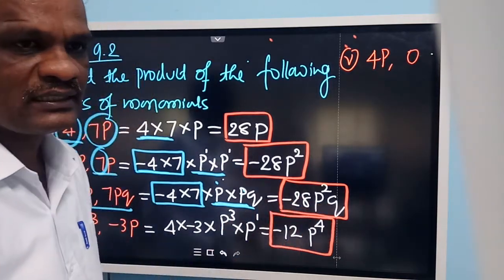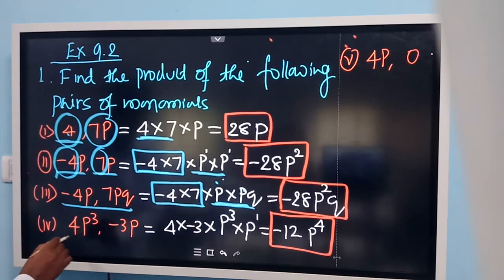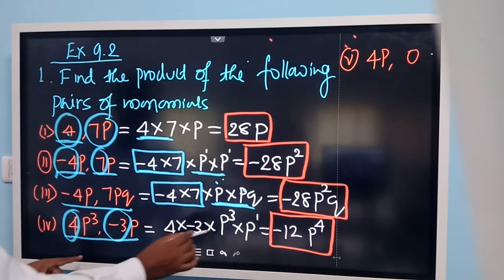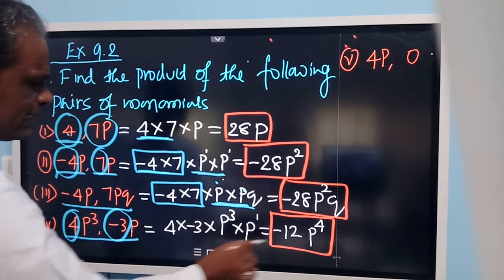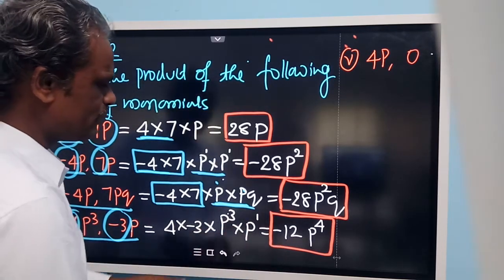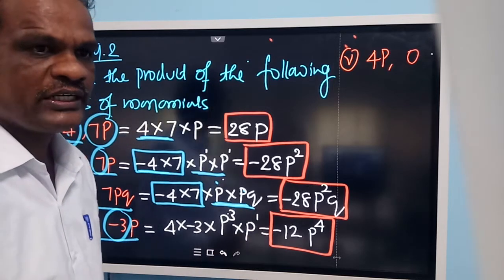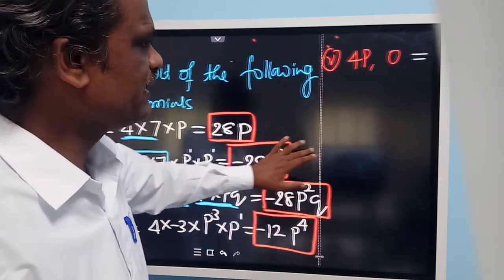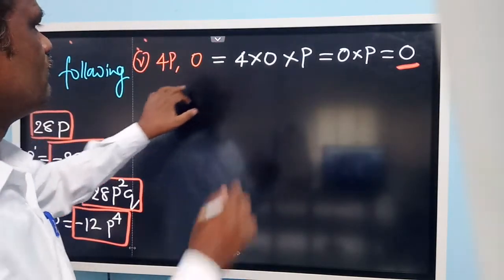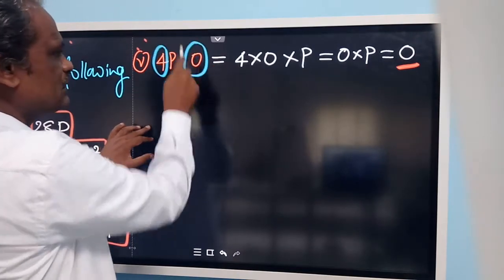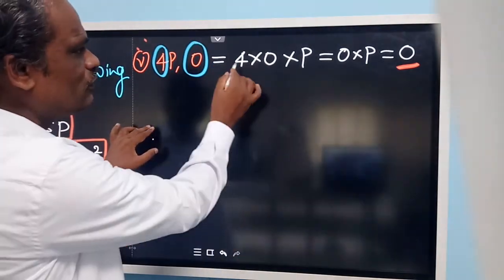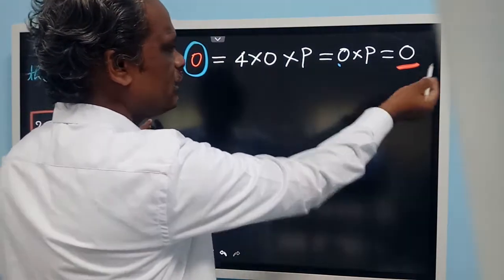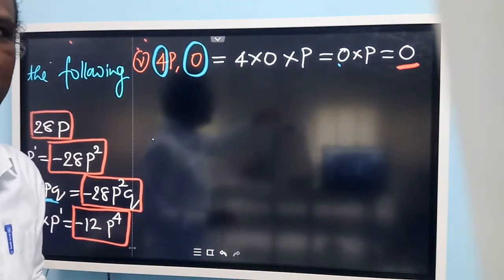Q separately you write. So next, last question, fourth question, 4p to the power 3 and minus 3p. Multiply 4 and minus 3 first. 4 into minus 3 is minus 12. P to the power 3 and p to the power 1, it is p to the power 4. You need to add the powers if the same variables are there. Now 4p into 0. Multiply this 4 and 0 first. 4 into 0, 0, into p. 0 into p, 0. So that is how you can multiply this.